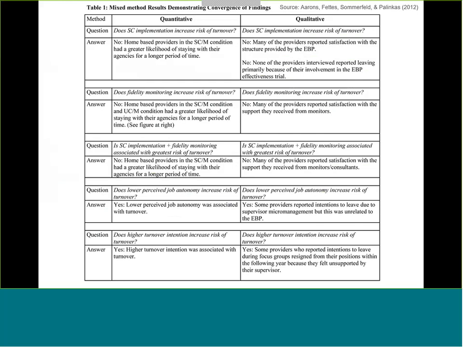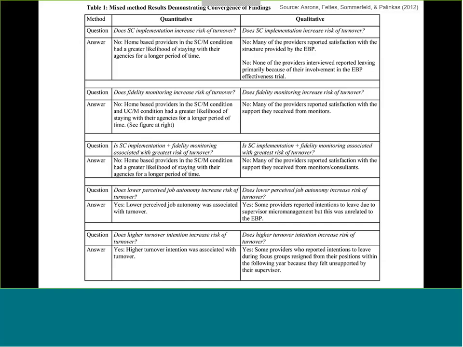So in this slide, you can see that we have a question, and the question is the same for our quantitative and qualitative data. Does SafeCare implementation increase the risk of turnover? Quantitatively, the answer is no. Providers in the SafeCare monitored condition had a greater likelihood of staying with their agencies, and qualitatively, we found in the data that many providers reported satisfaction with the structure provided by the evidence-based practice, and none of the providers reported leaving primarily because of their involvement in the effectiveness trial of the evidence-based practice.